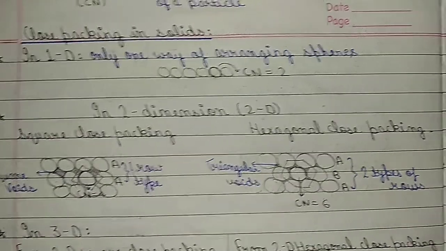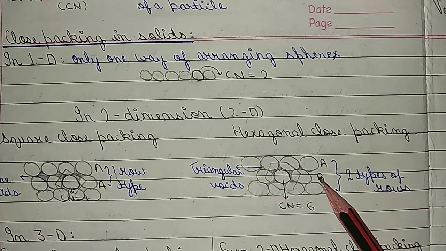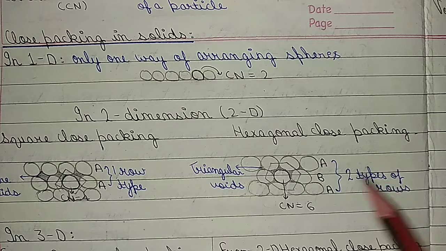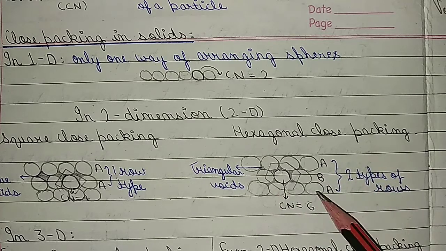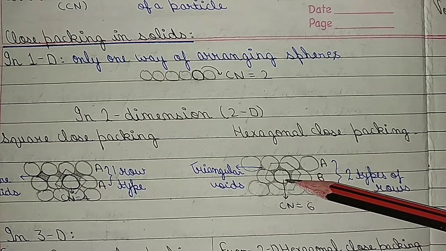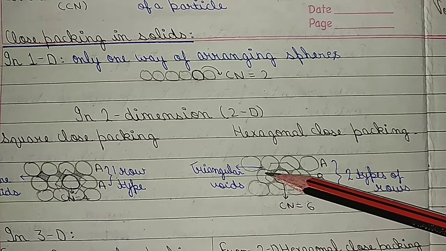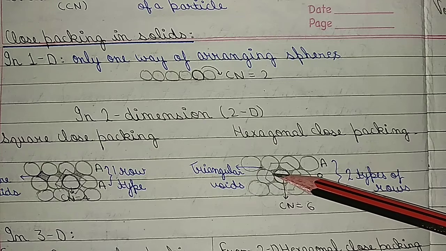Second is hexagonal close packing. In hexagonal close packing, there are two types of rows. First one is this kind and second one is this kind of rows. Now, in hexagonal close packing, the voids look like triangles. That's why they are called triangular voids.